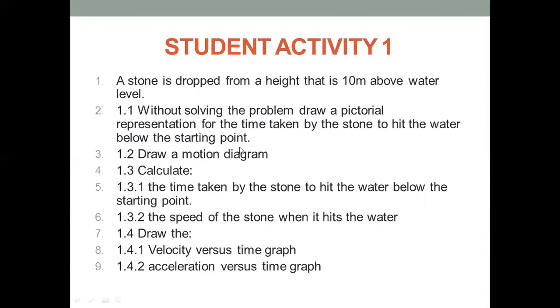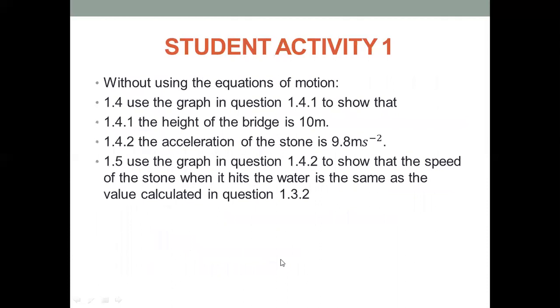A motion diagram is when you use lines with arrowheads to indicate whether the object is speeding up, slowing down, or moving at a constant speed. So the arrows should point in the direction of motion. 1.3.1, you need to calculate the time taken by the stone to hit the water below the starting point. 1.3.2, you need to calculate the speed of the stone when it hits the water. Then 1.4, you need to draw first the velocity versus time graph, then the acceleration versus time graph.